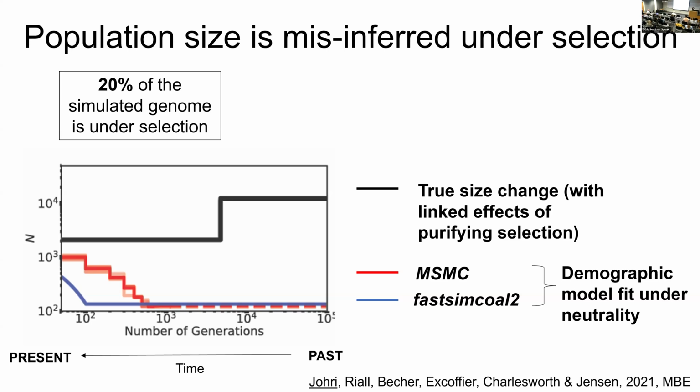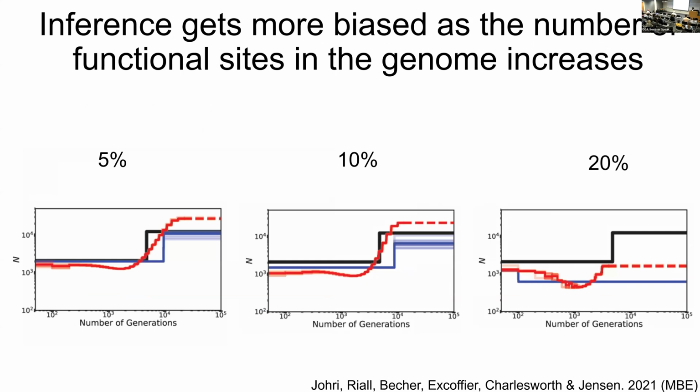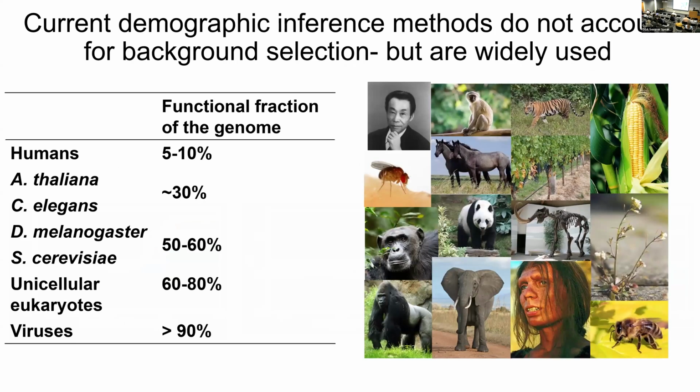And of course, this is very much a function of how much of the genome is under selection. So it's not very much of a problem if, in our case, we simulate only 5 or 10% of the genome under selection. By the way, these simulations were done according to human-like genomes. In reality, we're actually in this range, somewhere here, 5 to 10%. So it really doesn't matter so much in a human population. But if you go up to about 20% of the genome being under selection, then you no longer have accurate inferences.